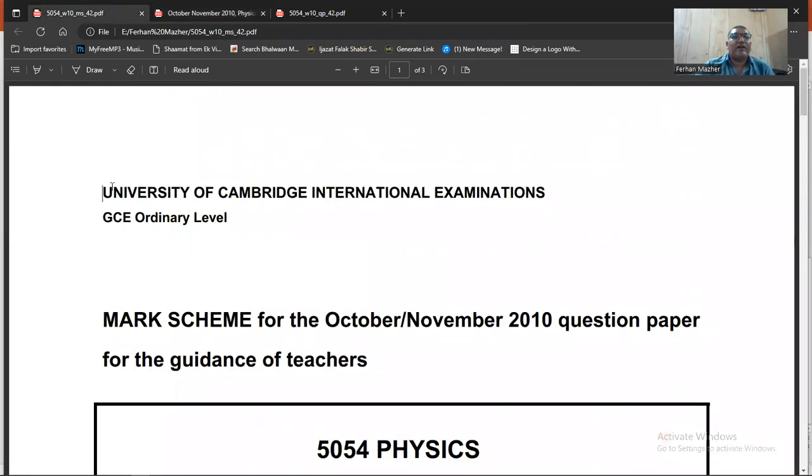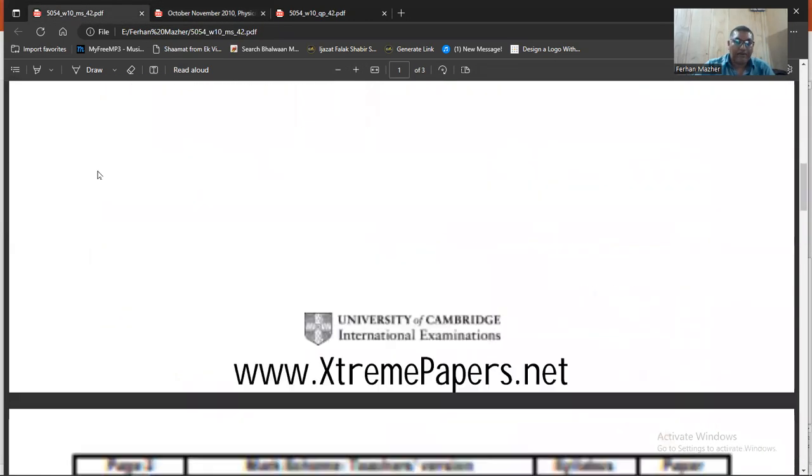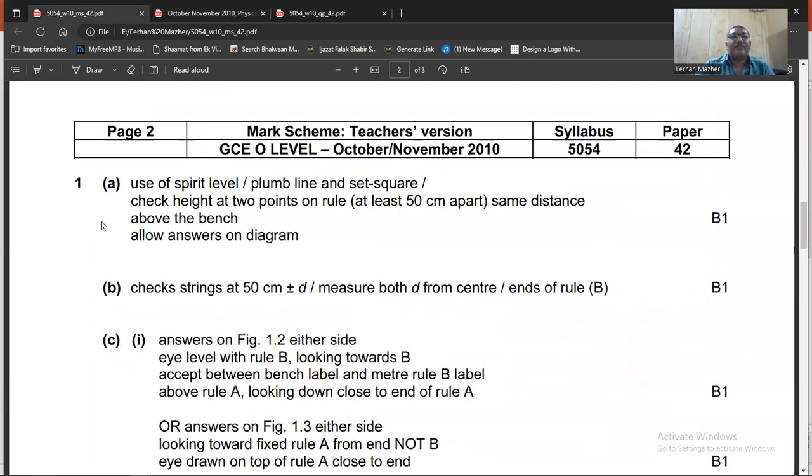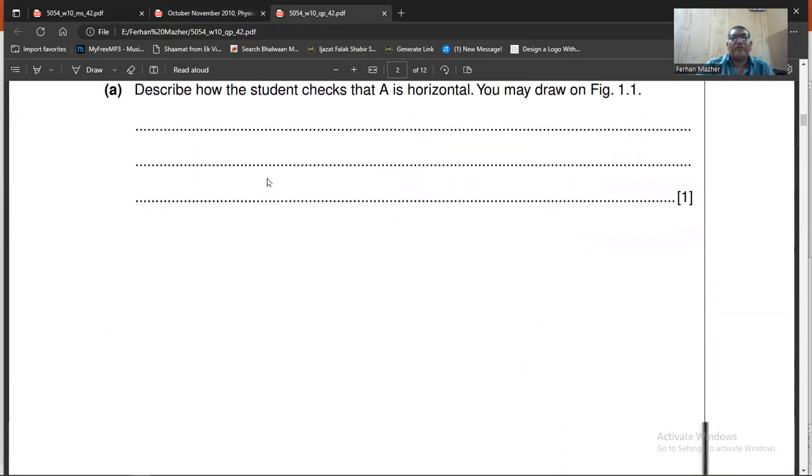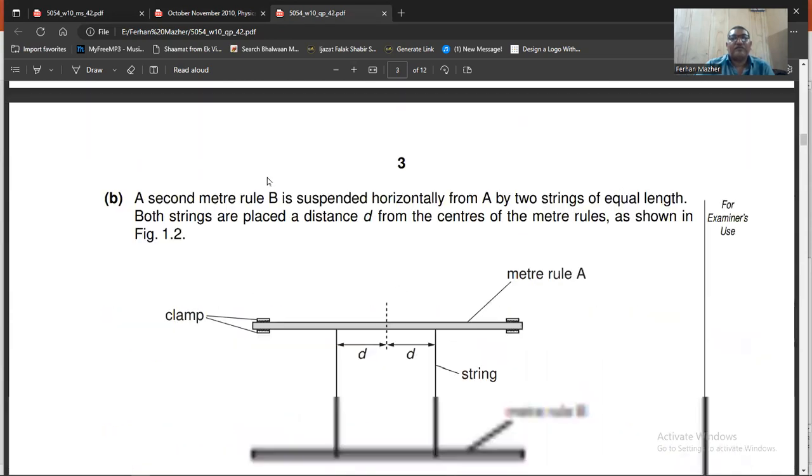And here we have the marking scheme. What does the marking scheme say? Use of the spirit level. You can also use the spirit level. You can use the plumb line and set square. Check height at 2 points on the rule, at least 5 centimeters apart, at the same distance above the bench. Allow answers on the diagram. So our answers are right. We have also worked on the diagram. This was a 1-mark question.